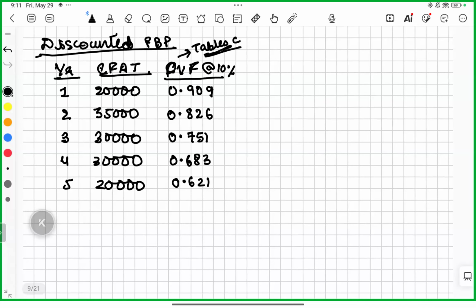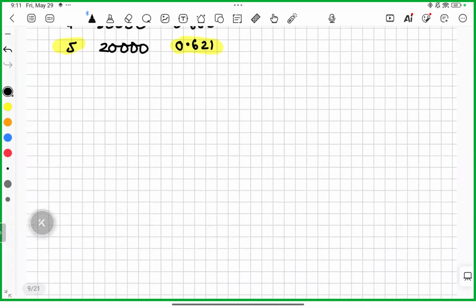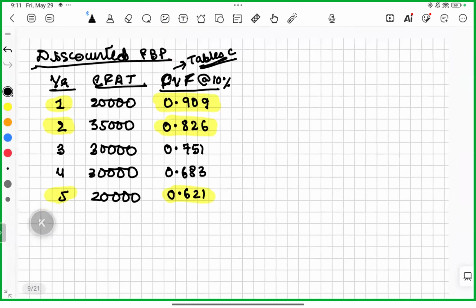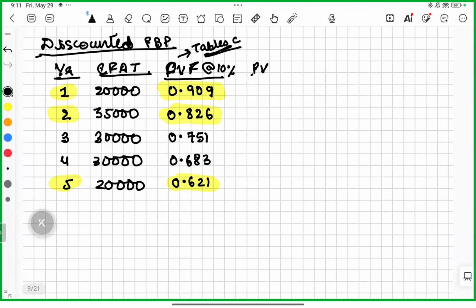Now what does this present value factor basically mean? A rupee received after year 1, what is its value today? 0.909. If a rupee is received after 2 years, what is its value today? 0.826. If a rupee is received after 5 years, what is its value today? 0.621. So if you want to find out the present value of 20,000, what will you do? You will multiply it with the present value factor. So you will get the present value of CFAT. Okay. So your answer will be 20,000 into 0.909.